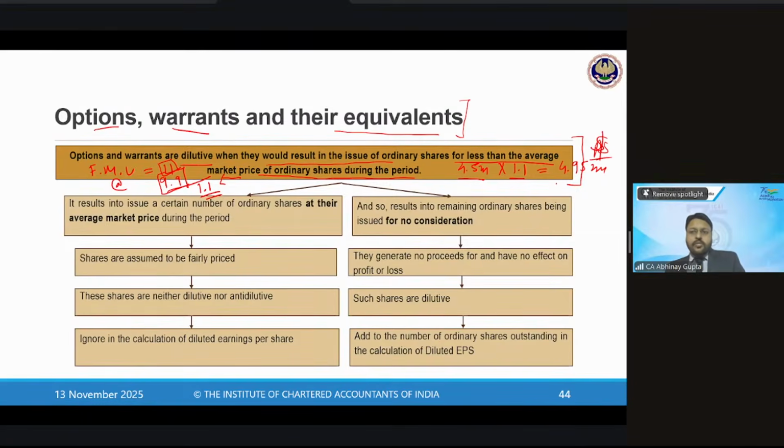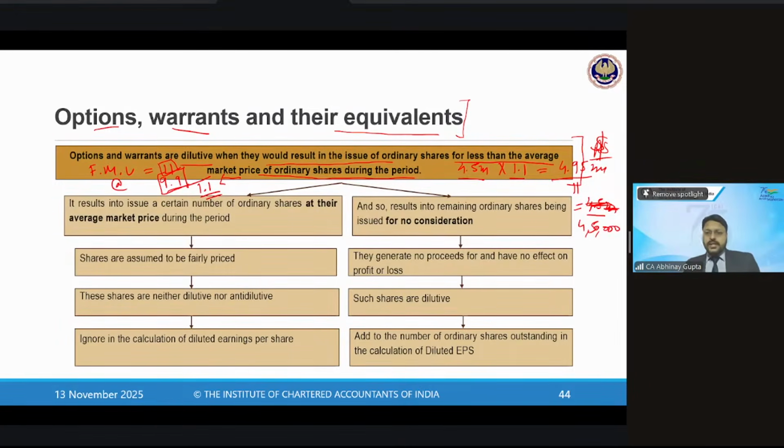Now, what is the amount divided by the fair market price of 11? How much does it come to? 4.5 lakhs, that is 4,50,000. What does this 4,50,000 mean? This is the number of shares.